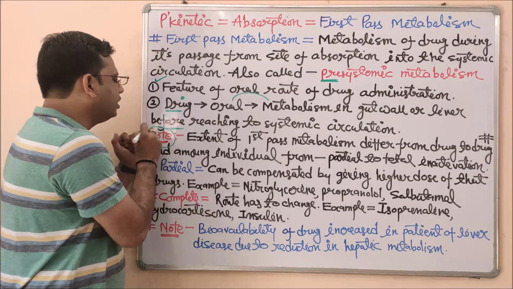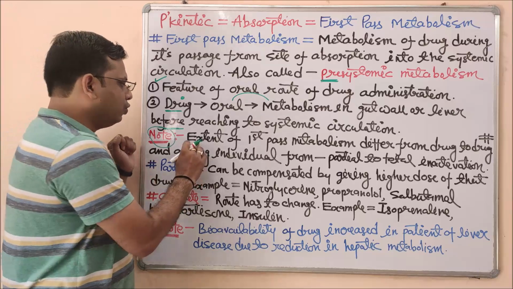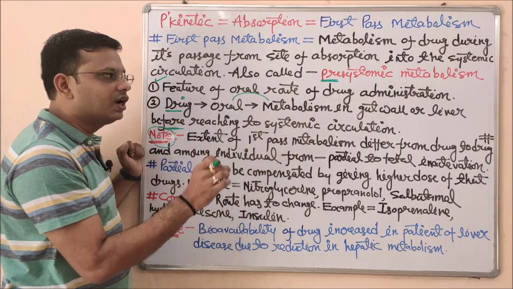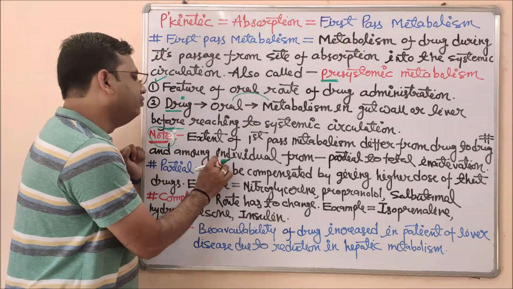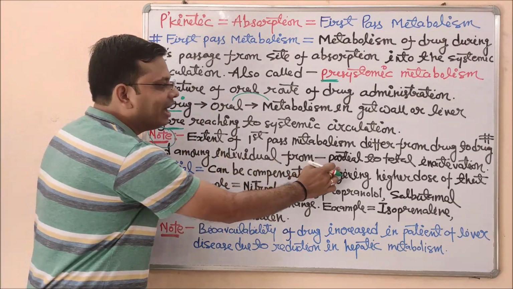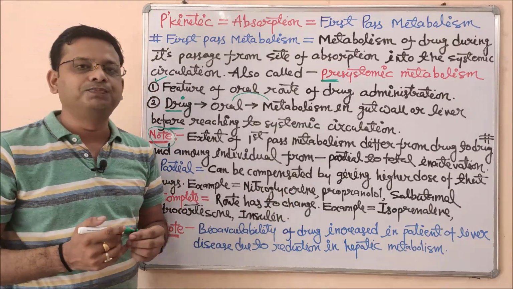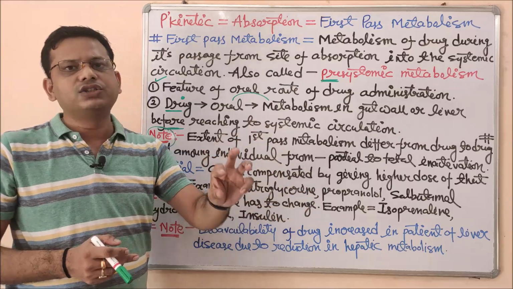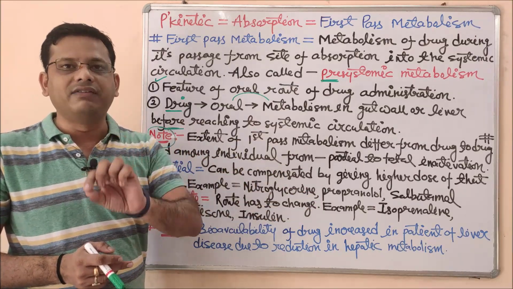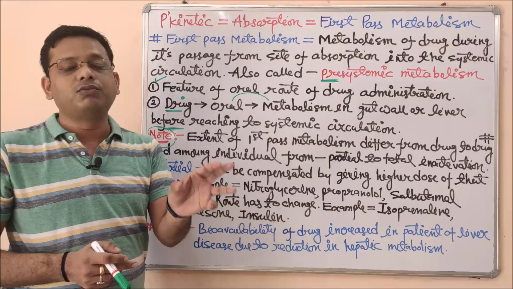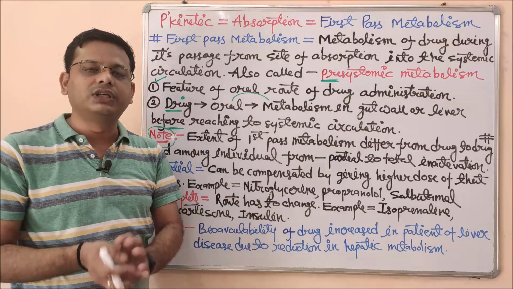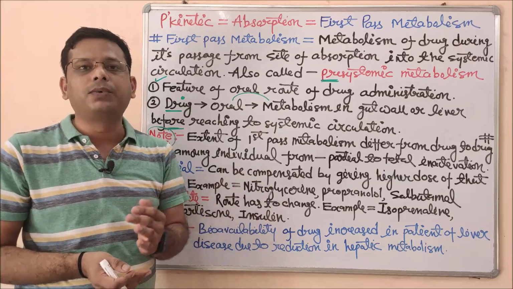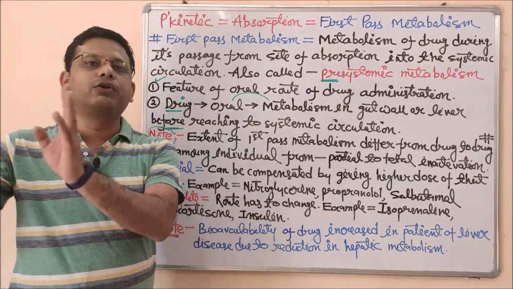Now we have to take specific note regarding this. The extent of first pass metabolism differs from drug to drug and from individual to individual, and it may range from partial to total inactivation. The process of first pass metabolism is not the same for all drugs and it is also not the same for all individuals. The extent of first pass metabolism may be variable from one type of drug to another, and even from one individual compared to another.